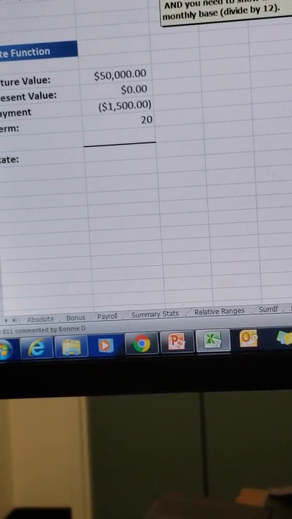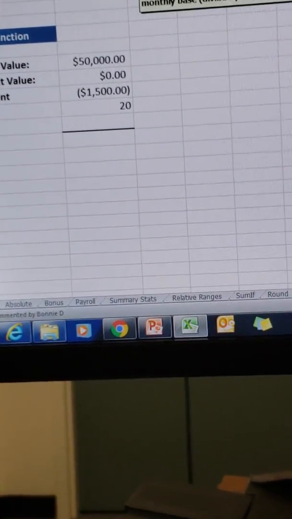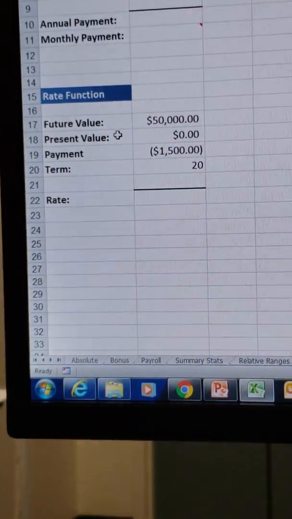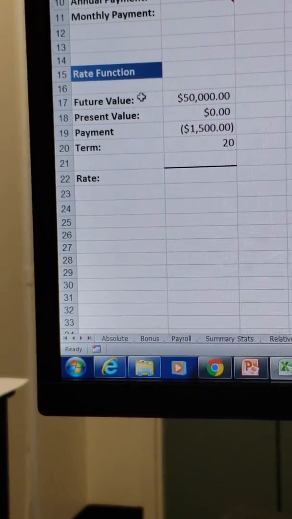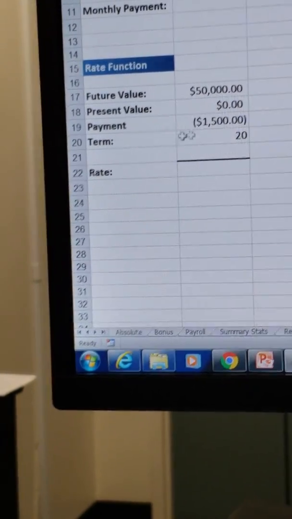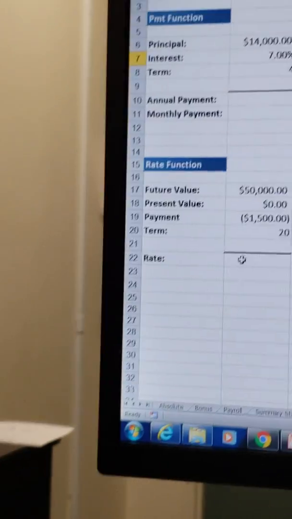And again, I'm not sure how likely you are to use this. And then we have this other section here for the rate. Future value, present value, payment, your term is 20. But the truth of the reality is I don't know what my interest rate would have to be to make that work, right?